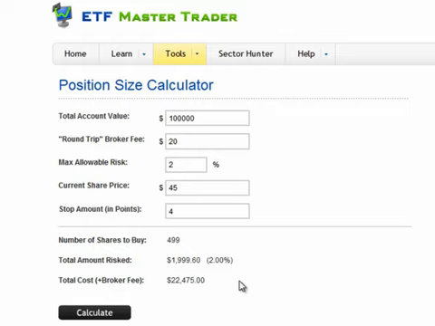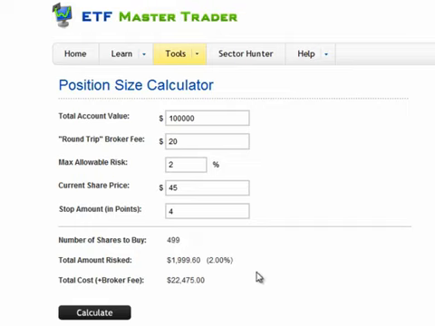So again, in this example, the share price is at 45. We figured out our stop loss at 41, so 45 minus 41 is 4. We were allowing it to go down 4 points before we sell it, before we get stopped out. Our maximum allowable risk is 2%. Our account value is $100,000. There's our broker fee, and here we can see we can buy 499 shares. Obviously, we'd round it up to 500 shares.